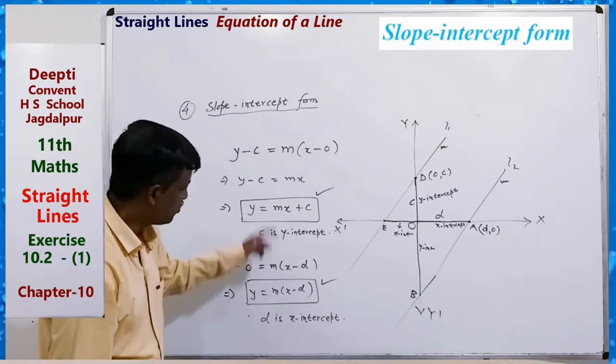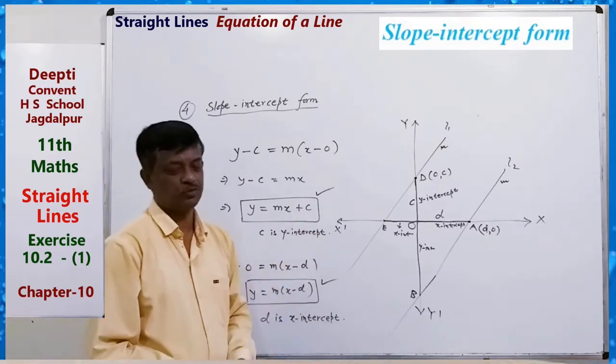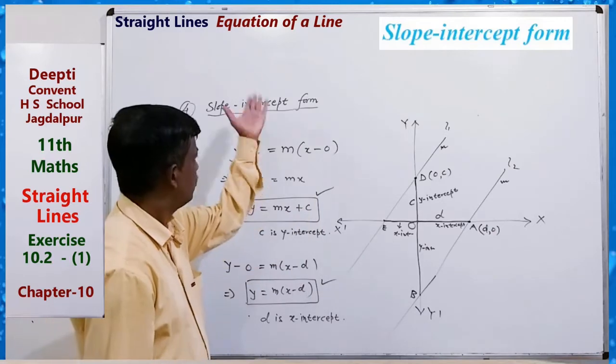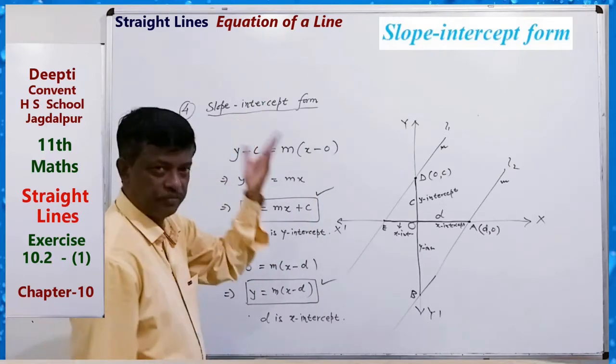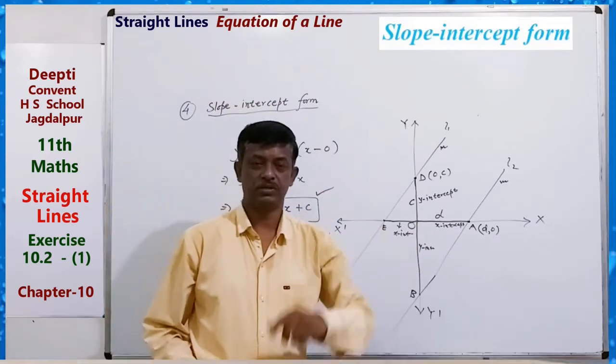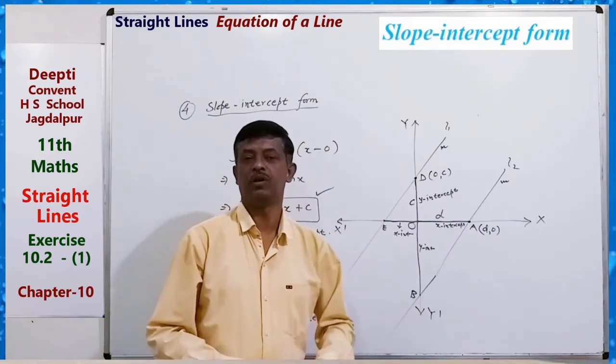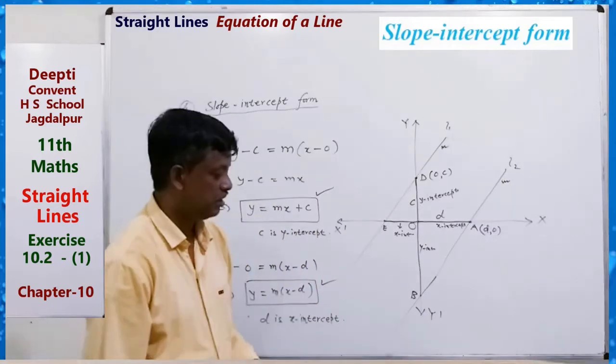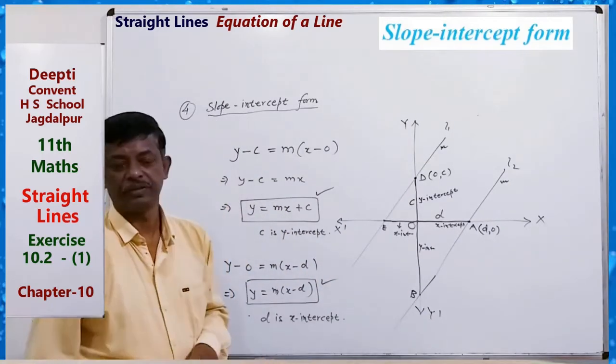So remember these formulas, because for solving questions we use a formula depending on the condition given in the question, whether slope is given, a point is given, or an intercept is given. So this is slope intercept form.